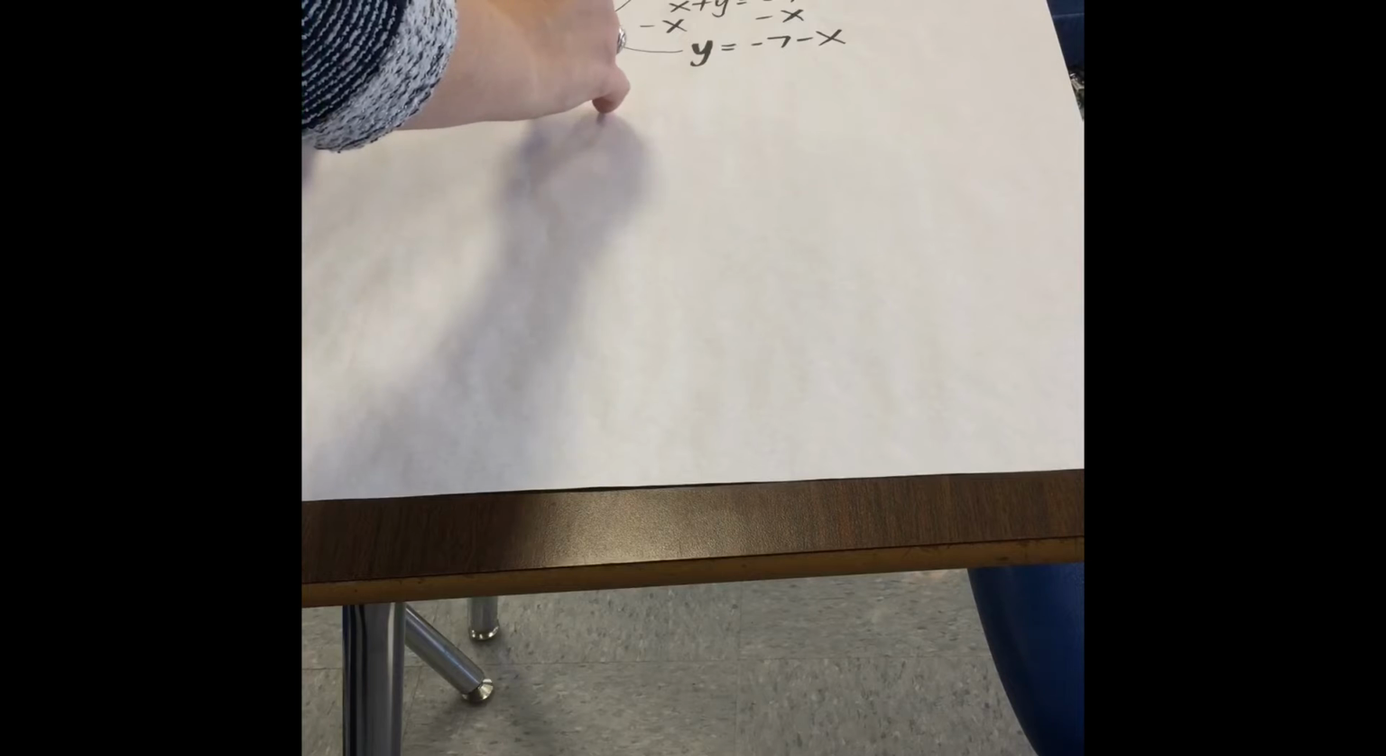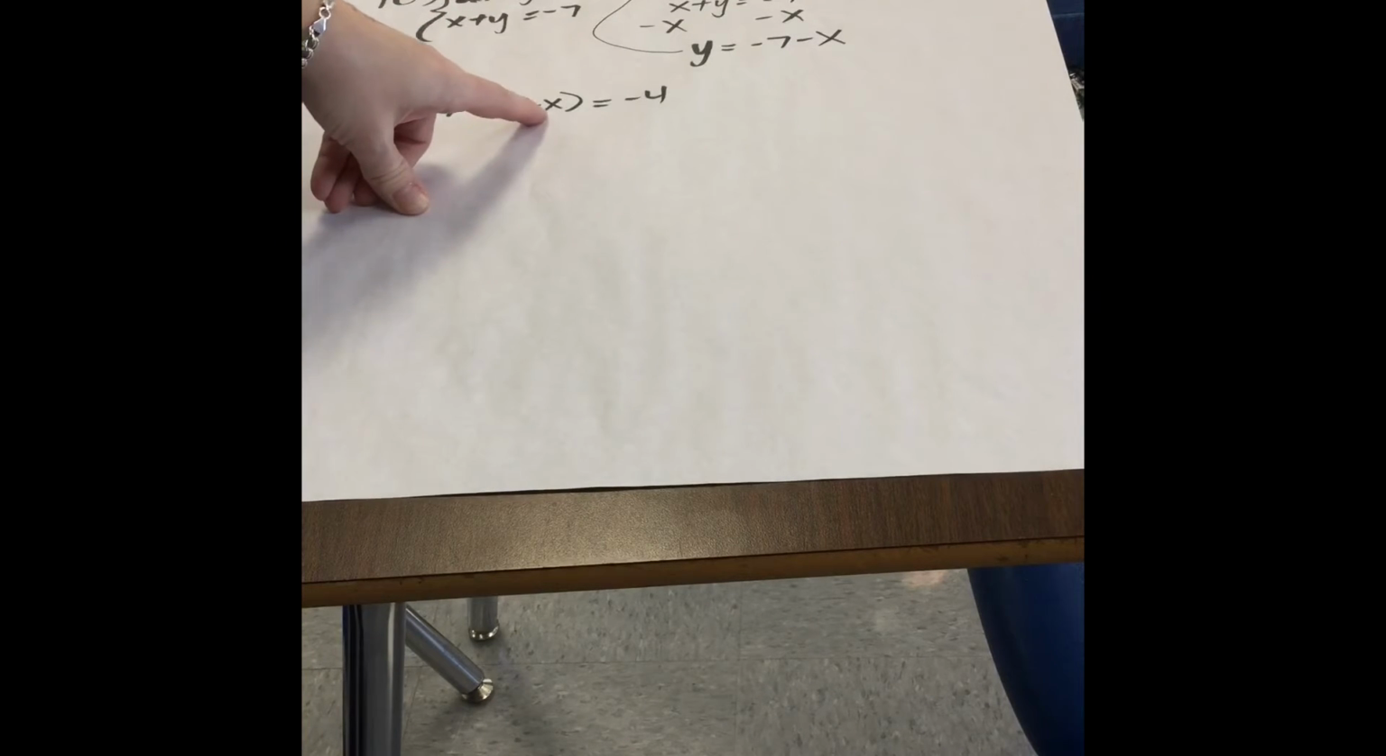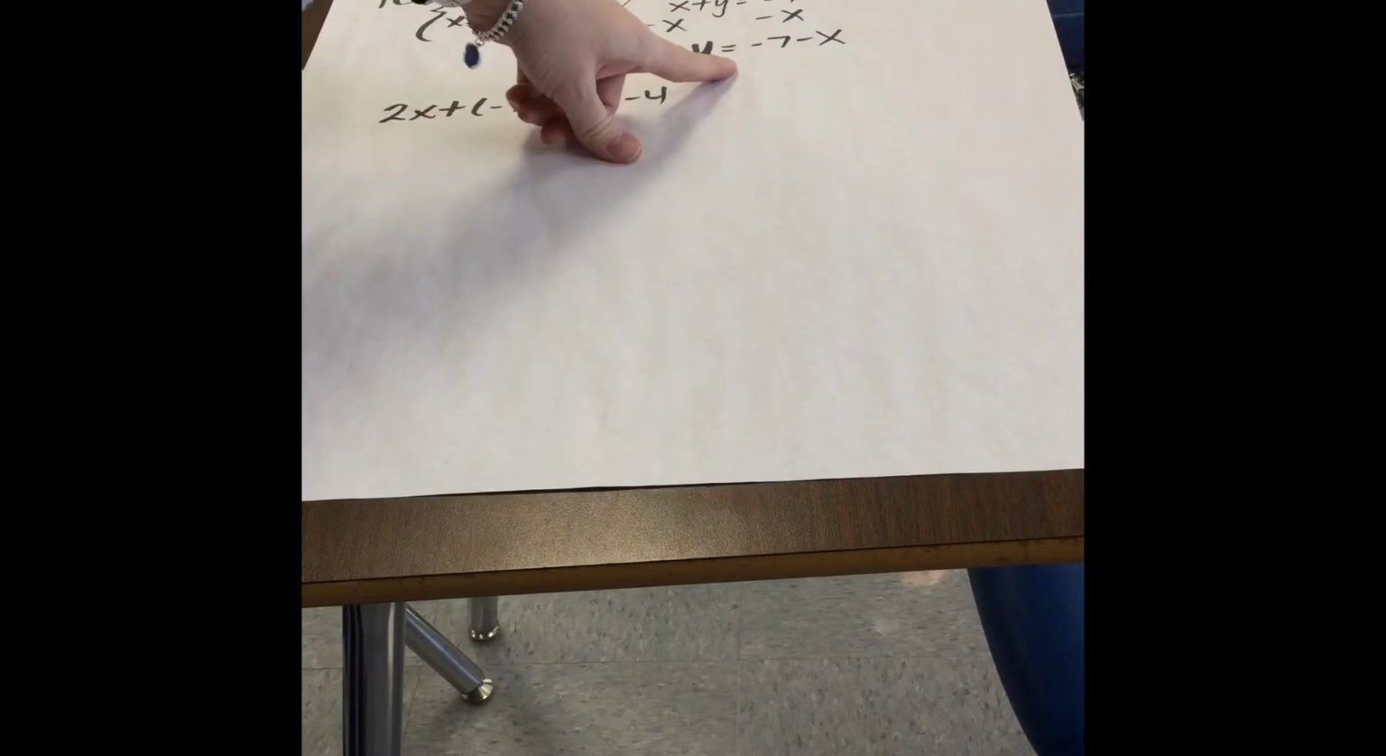So 2x plus y equals negative 4 becomes 2x plus negative 7 minus x equals negative 4, because that's what y equals. So from there, again, there's nothing to distribute. There's nothing in front of the parentheses. So I can basically drop them. Plus negative 7 becomes minus 7.